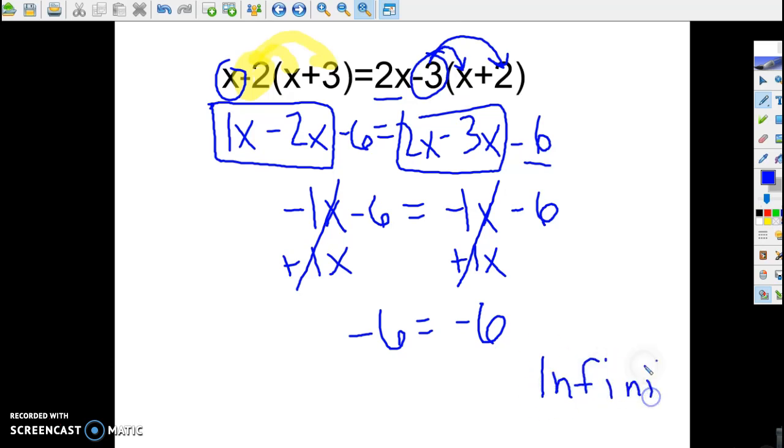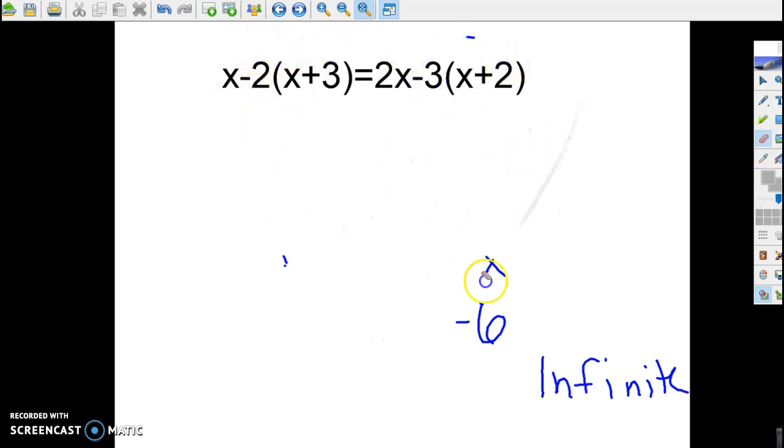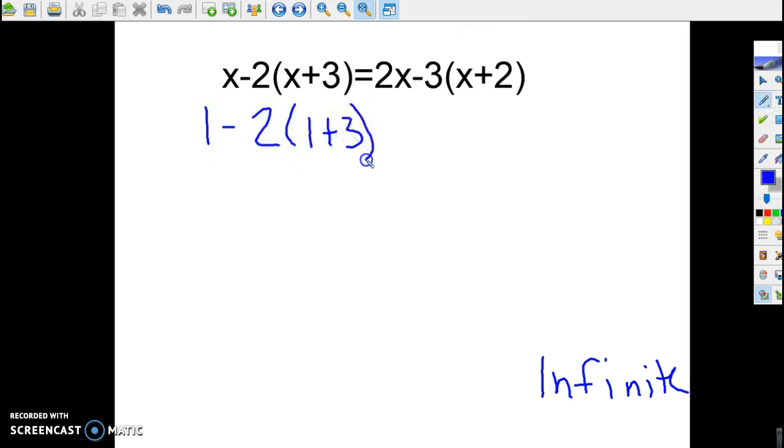Now, why do we call it infinite? Because anything you put in will hold true, and let me show you what that looks like. Let's go ahead and start. Let's solve this problem by putting the number 1 in for x. So we do 1 minus 2 times 1 plus 3 equals 2 times 1 minus 3 times 1 plus 2.